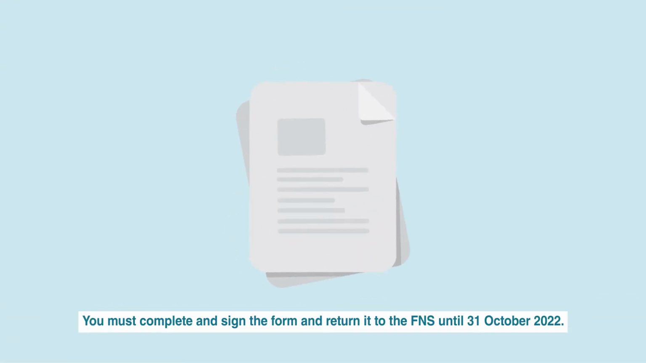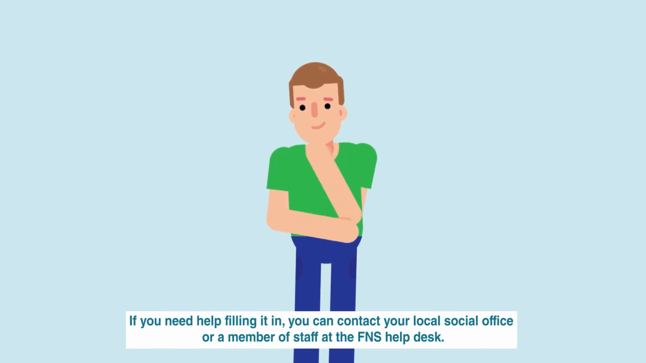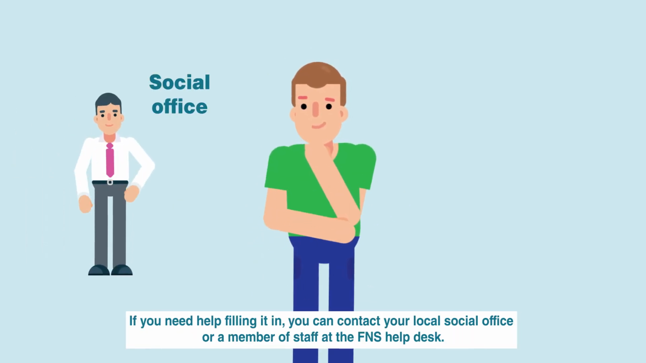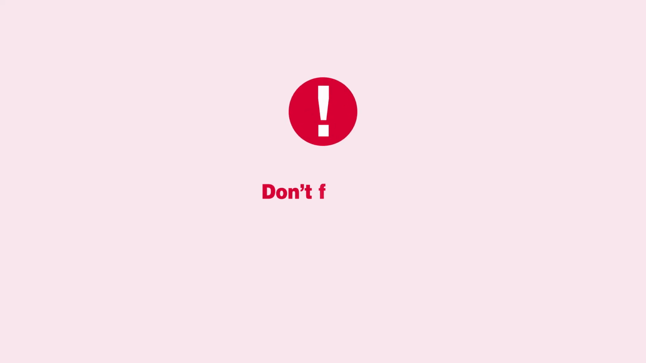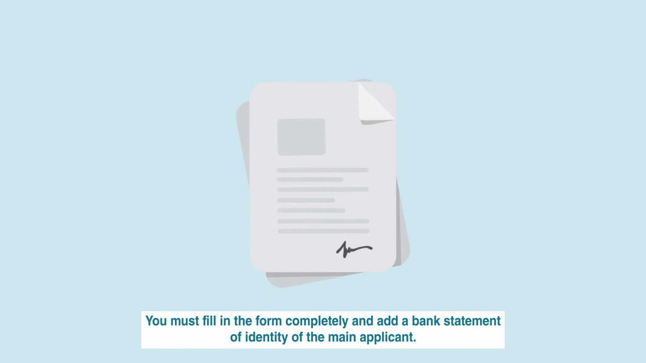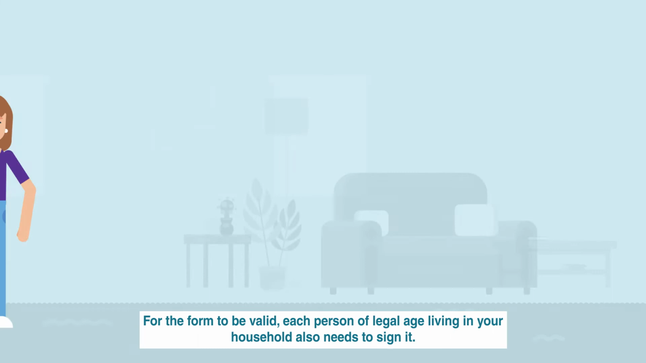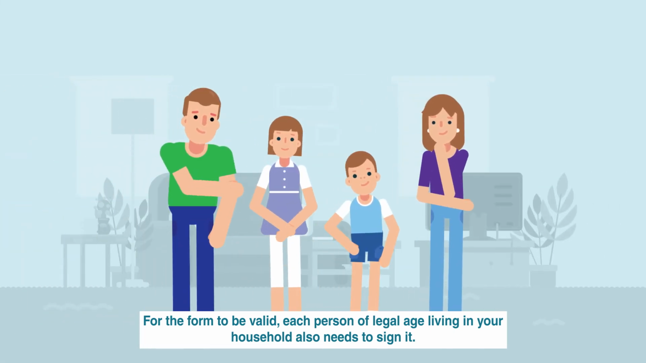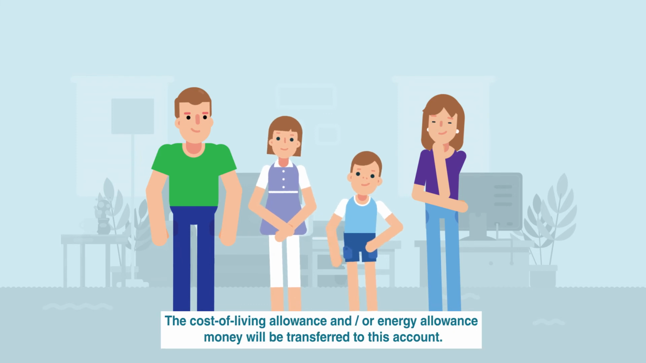You must complete and sign the form and return it to the FNS until the 31st of October 2022. If you need help filling it in, you can contact your local social office or a member of staff at the FNS help desk. Don't forget, you must fill in the form completely and add a bank statement of identity of the main applicant. For the form to be valid, each person of legal age living in your household also needs to sign it. The cost of living allowance and/or energy allowance money will be transferred to this account.